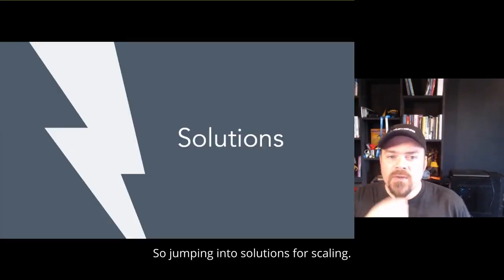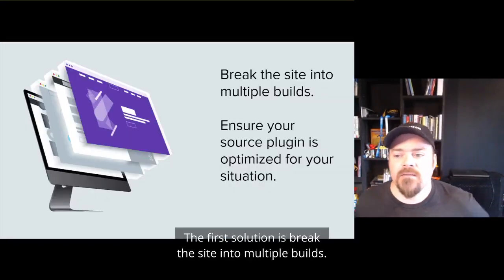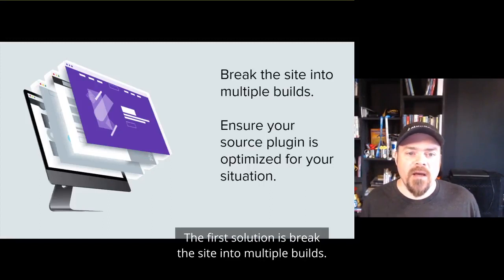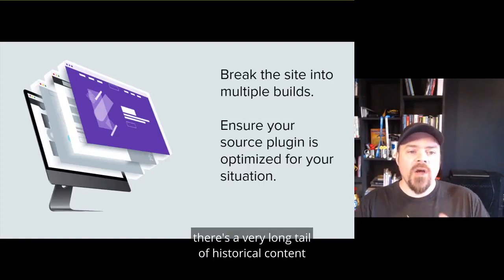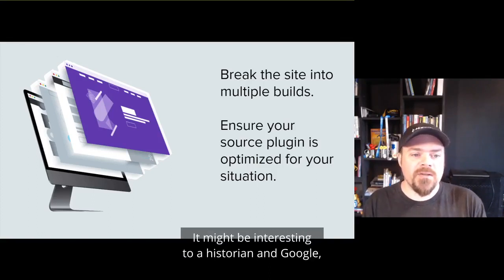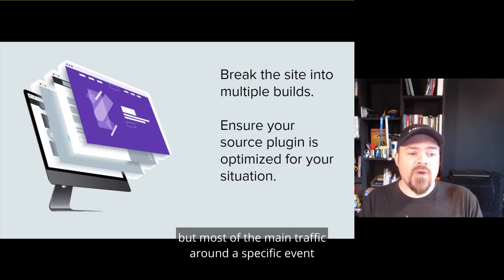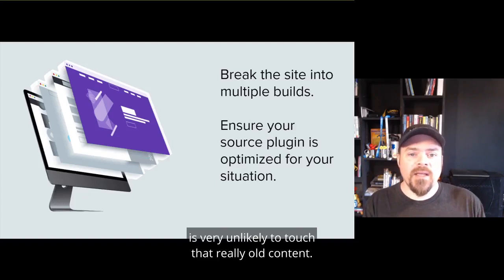So jumping into solutions for scaling, the first solution is to break the site into multiple builds. In this particular project, there's a very long tail of historical content that's archival quality. It's from the 1950s and the 1960s. It might be interesting to a historian and Google, but most of the main traffic around a specific event is very unlikely to touch that really old content.